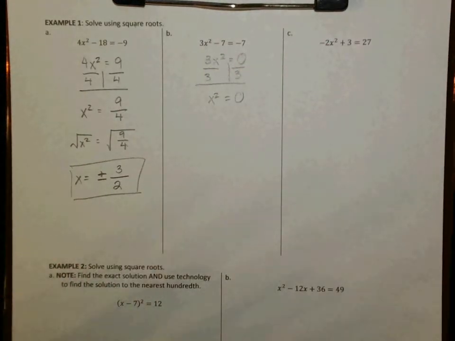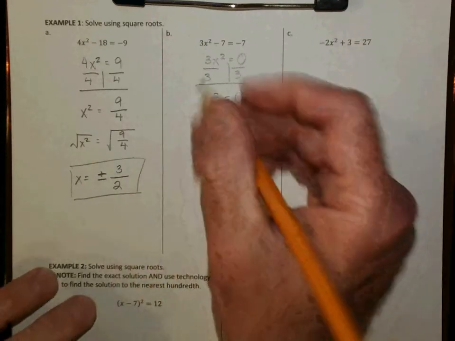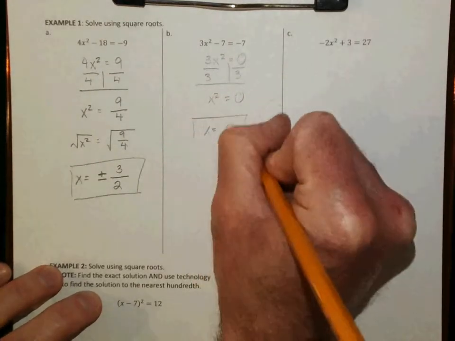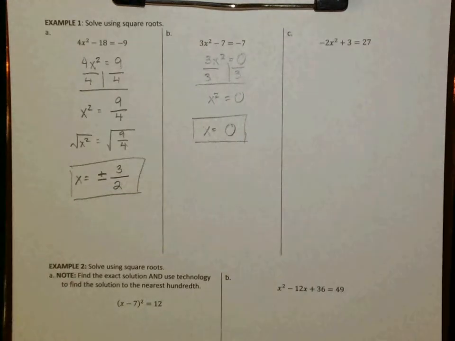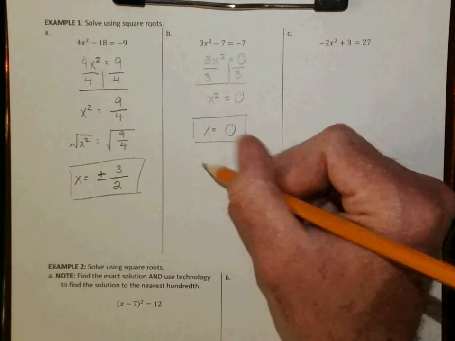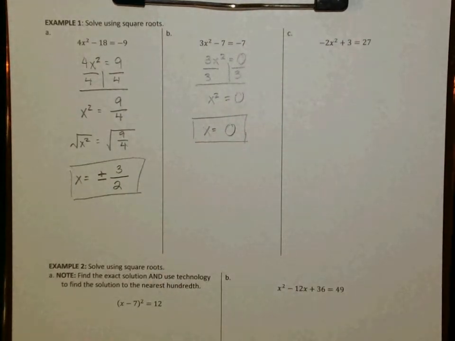Well, you can take the square roots, but what times itself gives you 0? And the answer here is x is equal to 0. We won't use the plus or minus, but similar to the last time, if you graphed this, you would see a quadratic that's sitting on the x-axis. So, okay. And lastly, C.